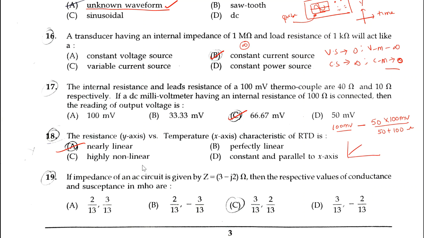Or we have another option, highly linear. Highly linear. Okay. Not perfectly linear. Okay. So the answer will be what? It is A. Next one.